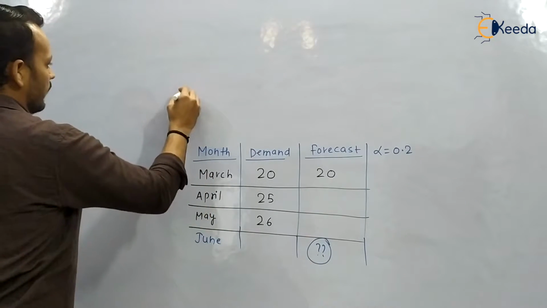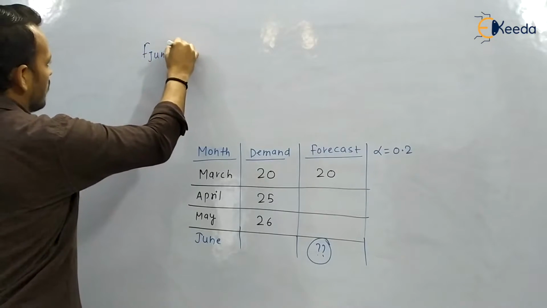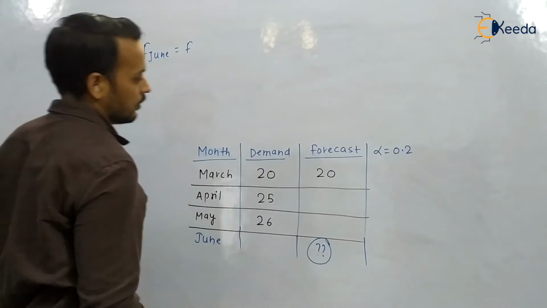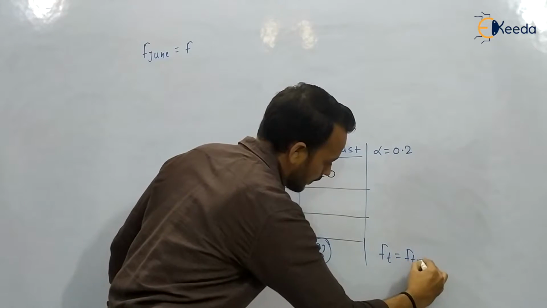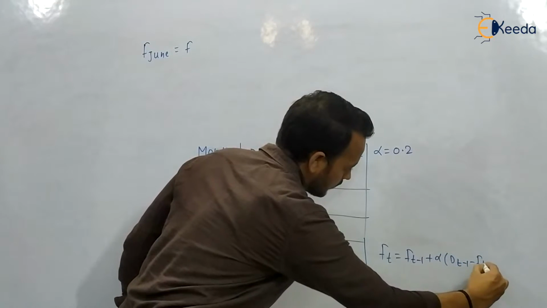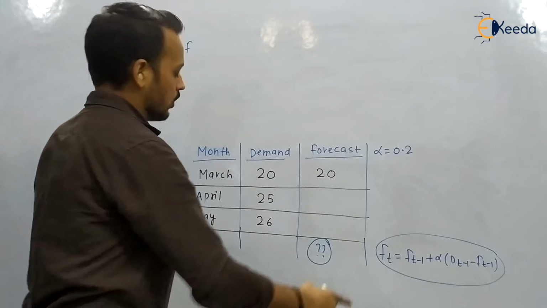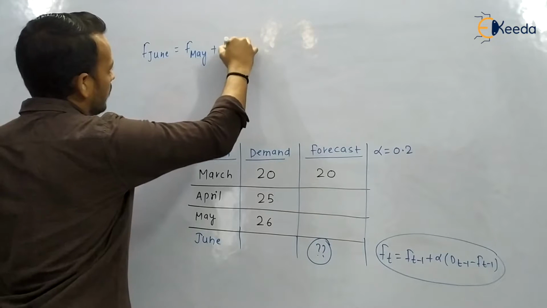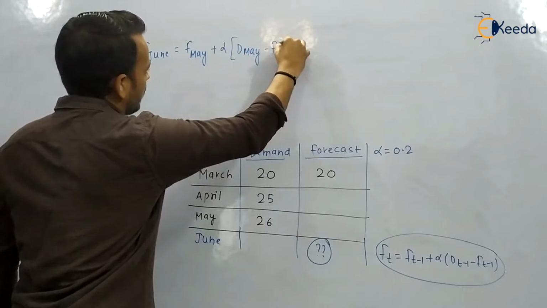For the forecast for the month of June, the formula was F(t) equals F(t-1) plus alpha times (D(t-1) minus F(t-1)). If t is June, then t-1 will be May. So F(June) equals F(May) plus alpha times (D(May) minus F(May)).